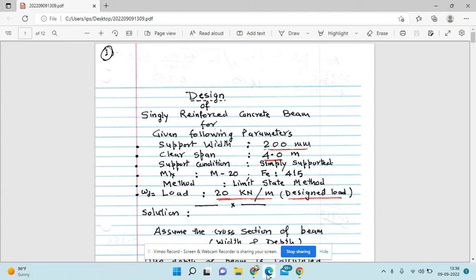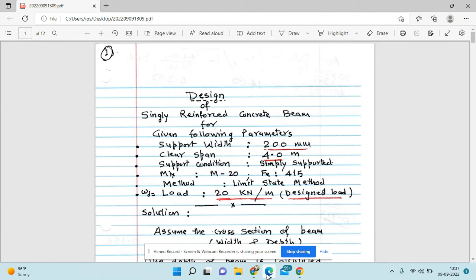Today we are to design a singly reinforced concrete beam. For that, we'll have to decide some parameters. First parameter is support width, which is taken as 200 mm. Clear span 4 meter. Support conditions: it is simply supported at both ends.